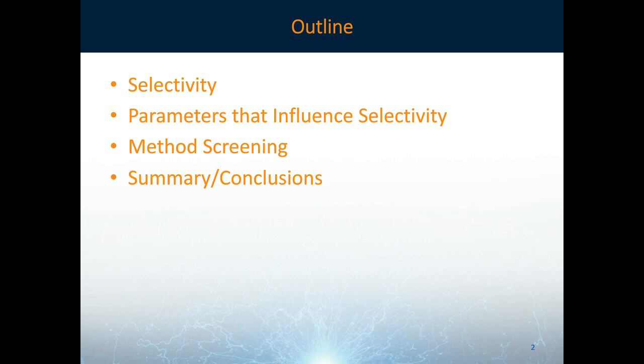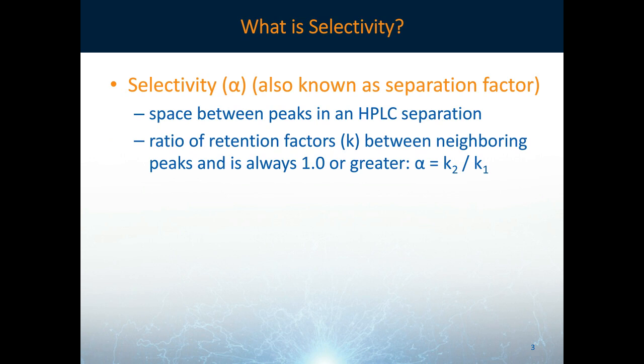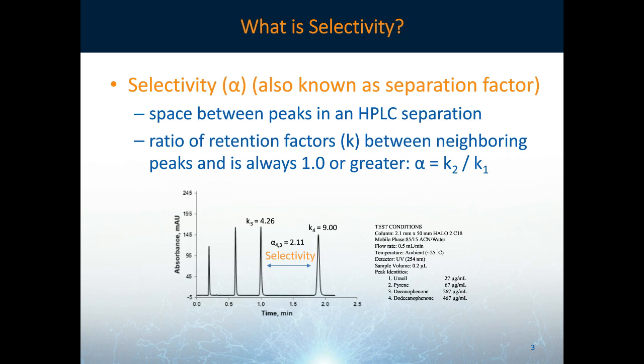So first off, what is selectivity? Selectivity, or alpha, is also known as separation factor. This is the space between peaks in an HPLC separation, and I have an example here below. It's measured as the ratio of retention factors, or k, between neighboring peaks, and is always 1 or greater. It's defined as the later eluting peak's retention factor divided by the earlier eluting peak's. In the example I'm showing here, the measured selectivity between peaks 3 and 4 is 2.11.